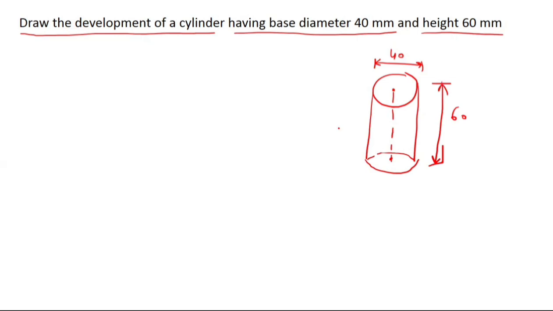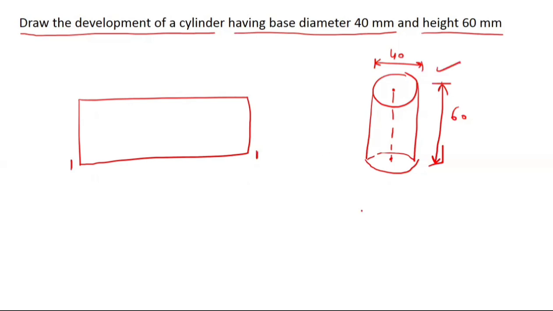By the definition of a cylinder, if we take a scissor and cut right through any of the edges of this cylinder, the cylinder will look like a rectangle. So how do we draw this development first of all? This edge, let us name it 1, and this is also named 1. 1 will join with 1, and this is how the solid cylinder will look.